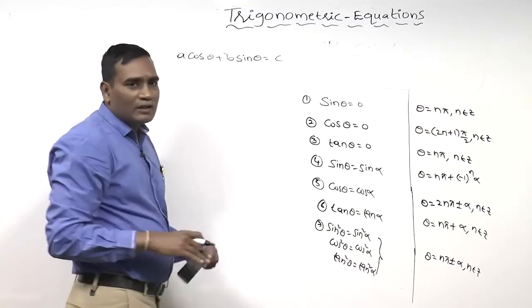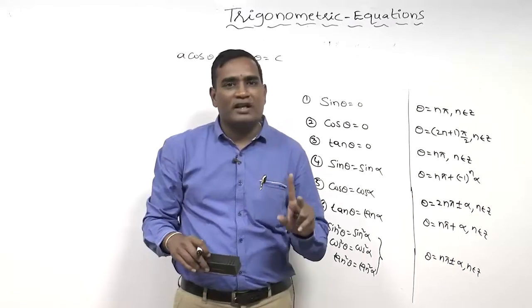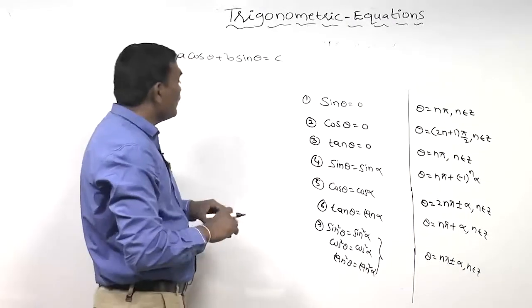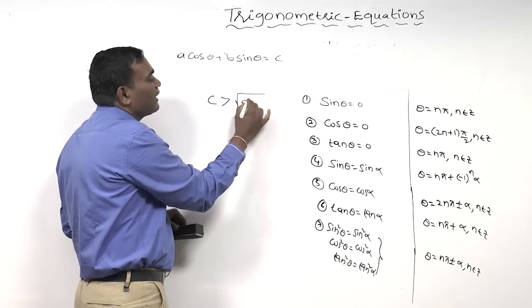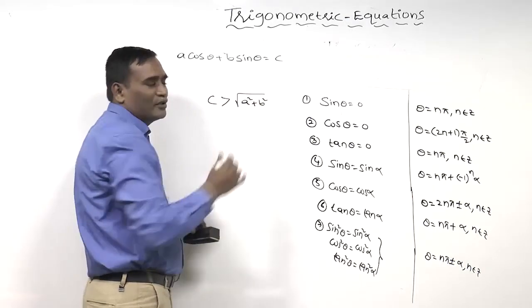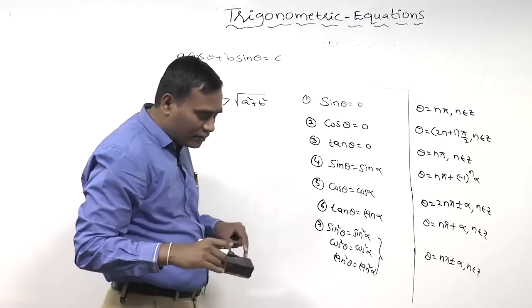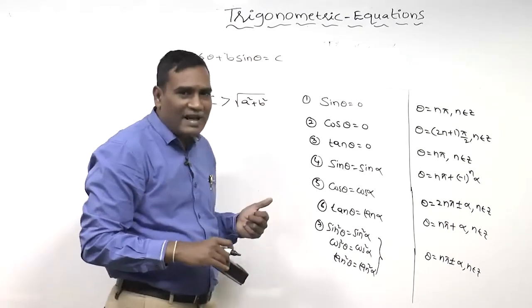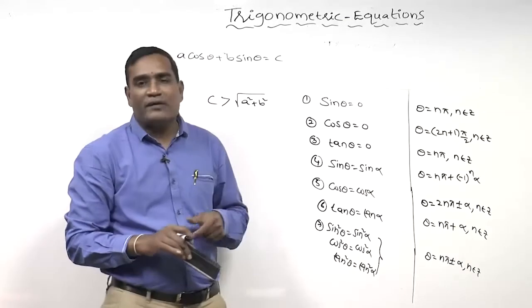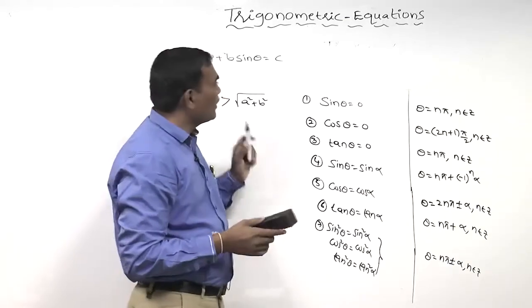Divide both sides by root of a square plus b square. That is very important. So in this, if c is greater than root of a square plus b square, the answer is no solution. Suppose if c is less than root of a square plus b square, then we have solutions. That is a very important condition.